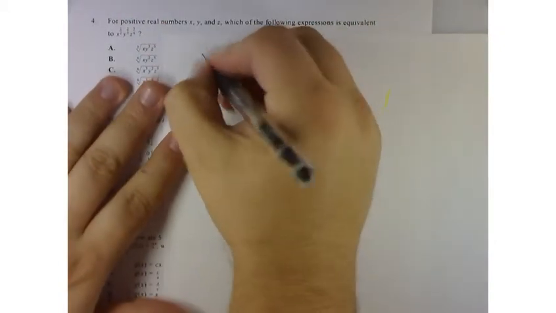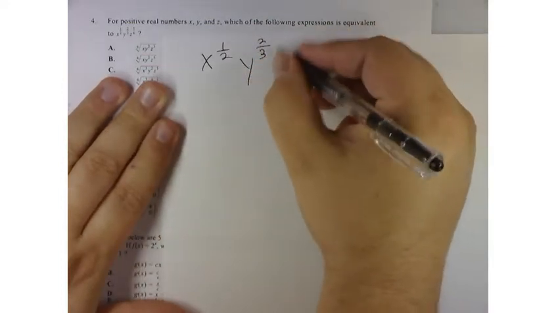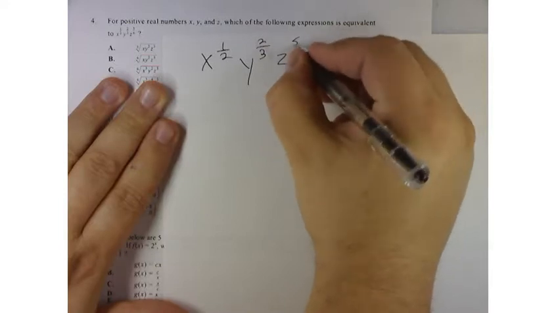Positive real numbers x, y, and z, which of the following expressions is equivalent? And I'm going to write this a little bigger because you can barely see it on the paper. It's x raised to the 1/2, y raised to the 2/3, and then z raised to the 5/6.